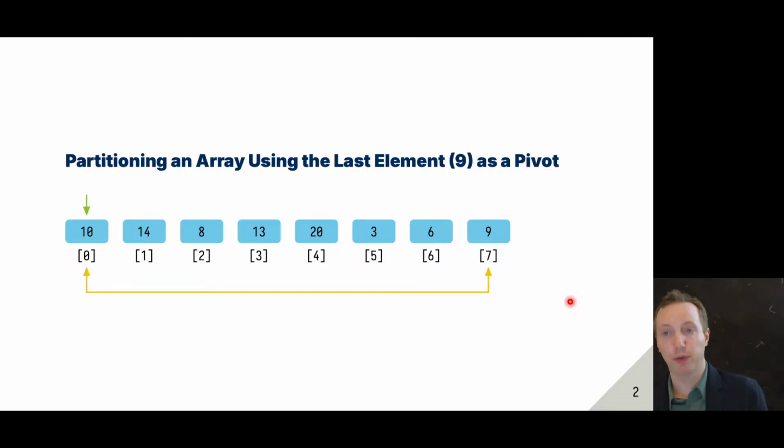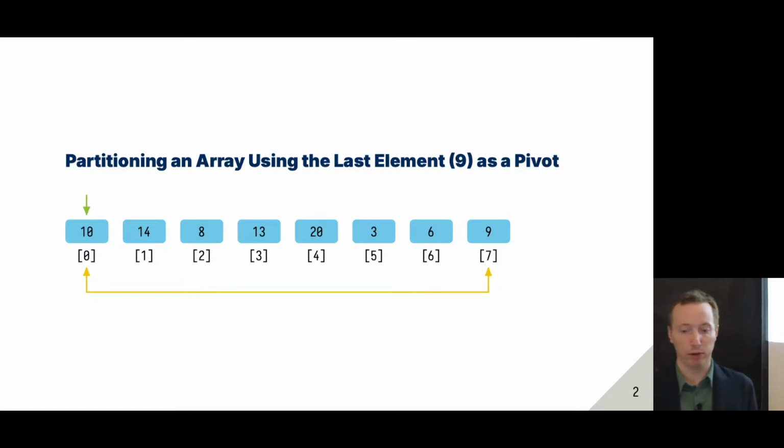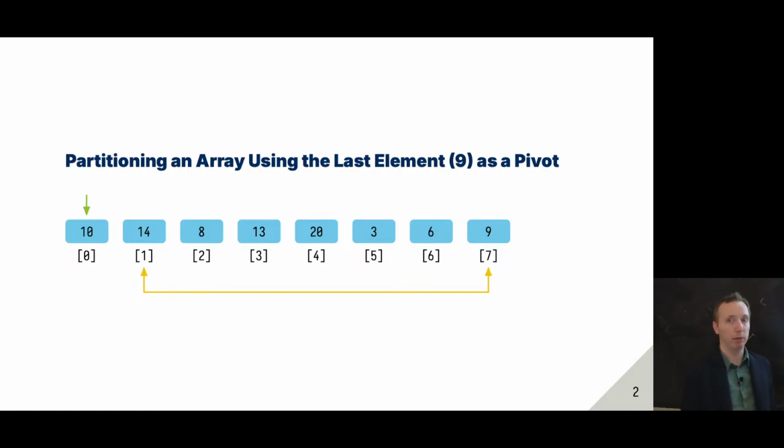So first, we would compare element 0 to the pivot. So 10 is greater than 9, so we don't swap anything. We don't adjust the green arrow. We just leave it as is. And then check the next element, 14, also greater than the pivot, so we leave it alone. Next thing we compare is index 2.